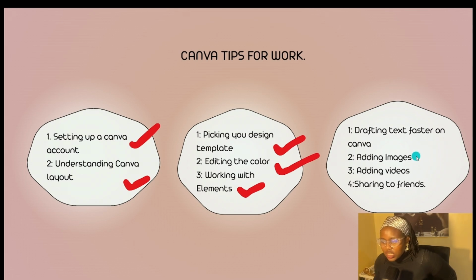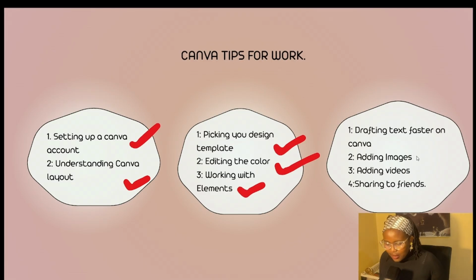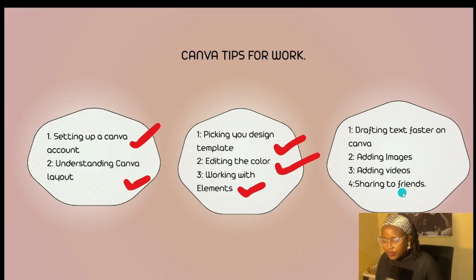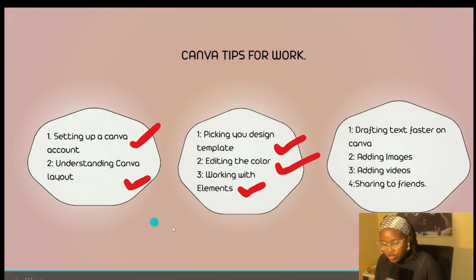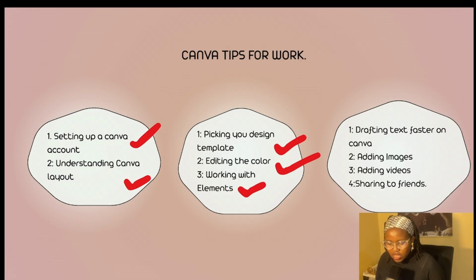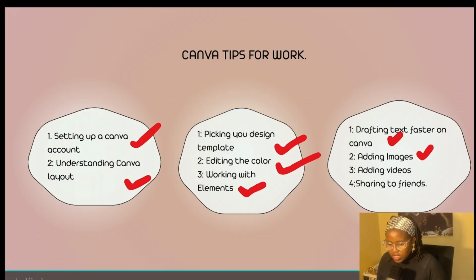So drafting text faster in Canva. I touch a bit of this, and you can add more around it. And then adding images, and then adding videos, and then sharing to a friend. So we have already done a bit of adding images and adding videos while I was touching on the editing part. So let me just tick this. We've done a bit of adding images. This is something we have done. We have done also a bit of editing faster, so I'll just add some more on that.